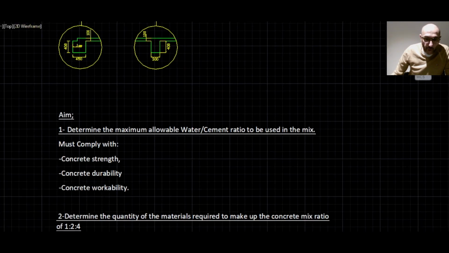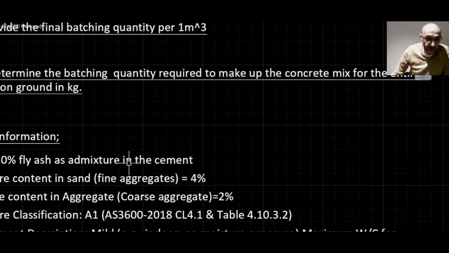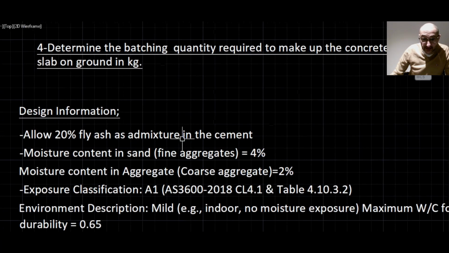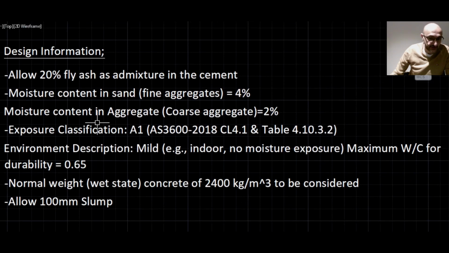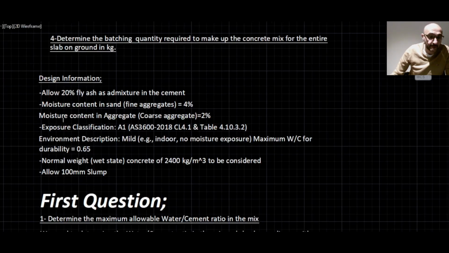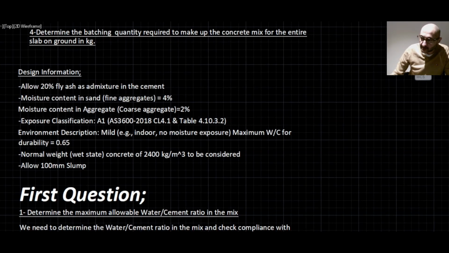Okay, now what design information has been given to us? Let's have a look. Number 1, allow 20% fly ash as admixture in the cement. Moisture content of the fine aggregate, which is sand, we can allow 4%, and the moisture content in the coarse aggregate is 2%. Exposure classification is A1, and I got that from AS 3600 2018, clause 4.1 and table 4.10.3.2. That's the exposure of the slab, the site exposure.